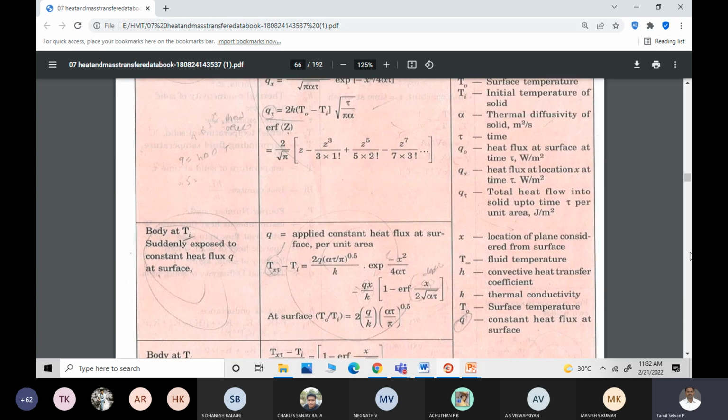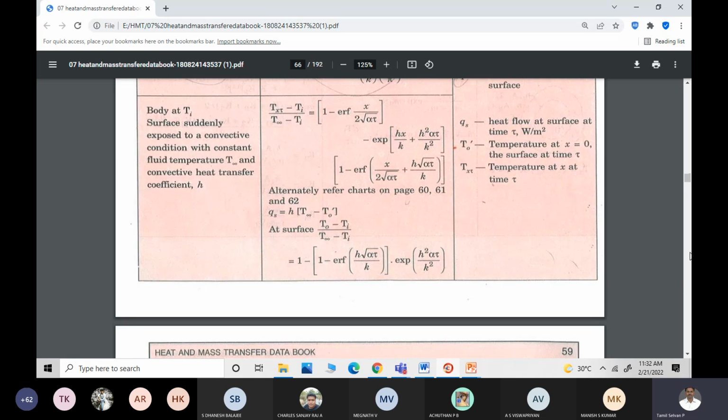Anyway, I will be solving one or two problems. When I solve them, you will be able to understand how to get the x value and how to find the error function of x. Is it fine?